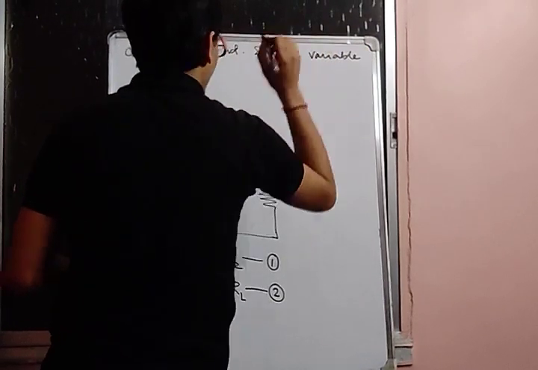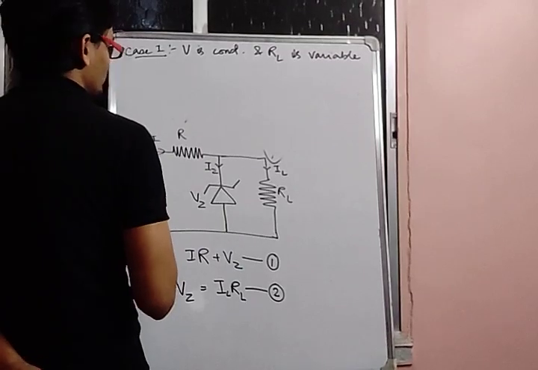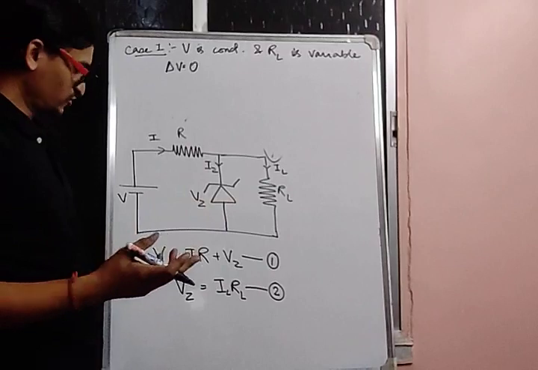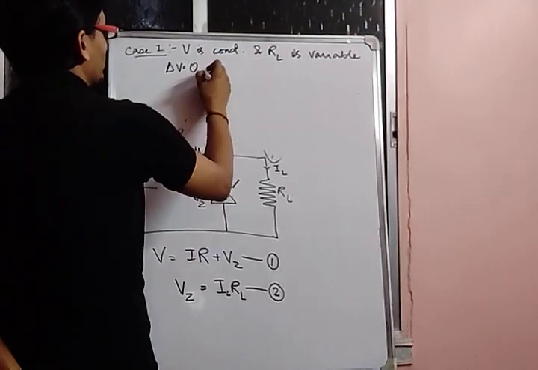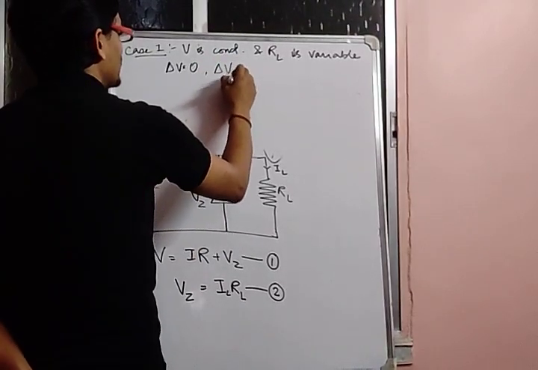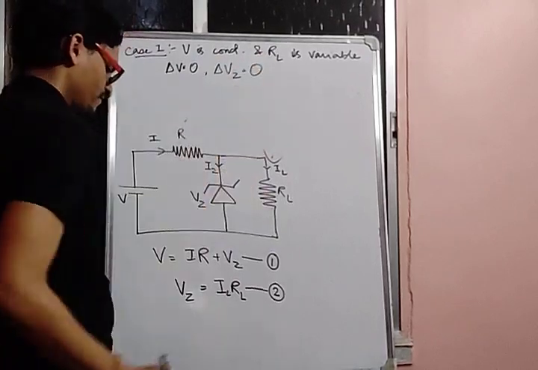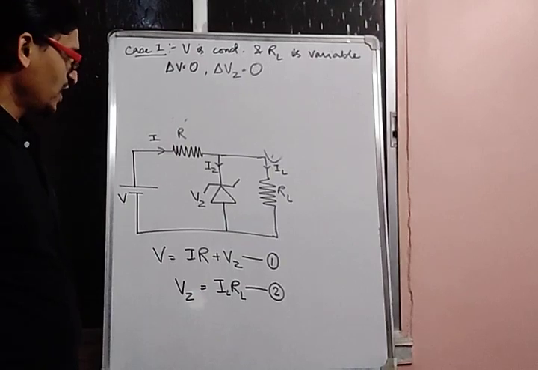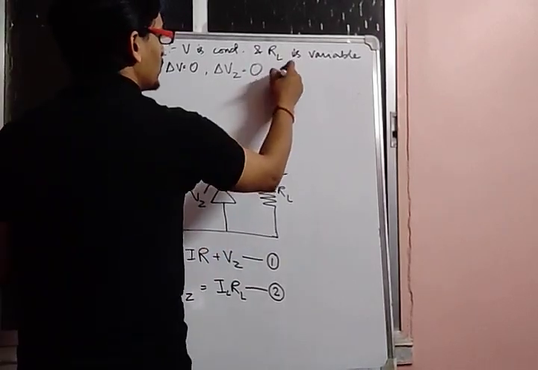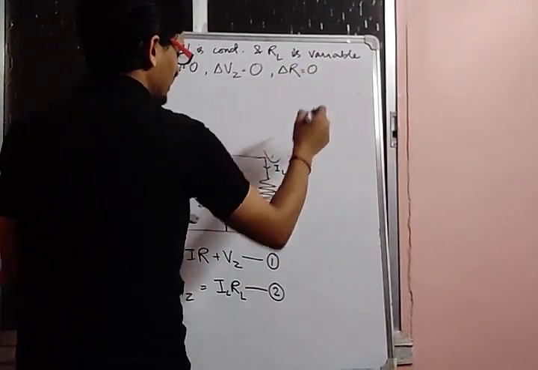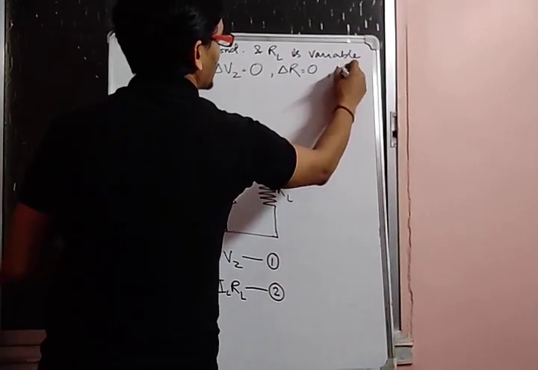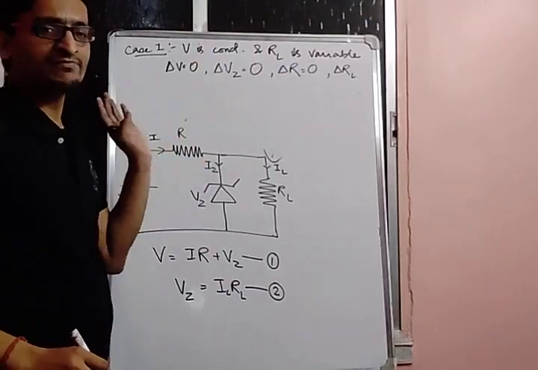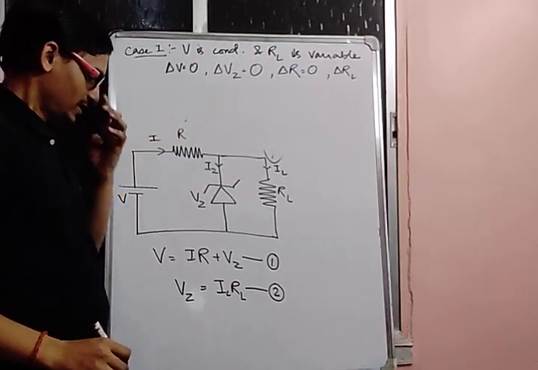At this instant, delta V will be 0 because V is constant, so this voltage is not varying. Delta Vz will also be 0, and obviously delta R is also 0. This resistance is not changing; just the load resistance is changing by some amount, suppose delta RL.